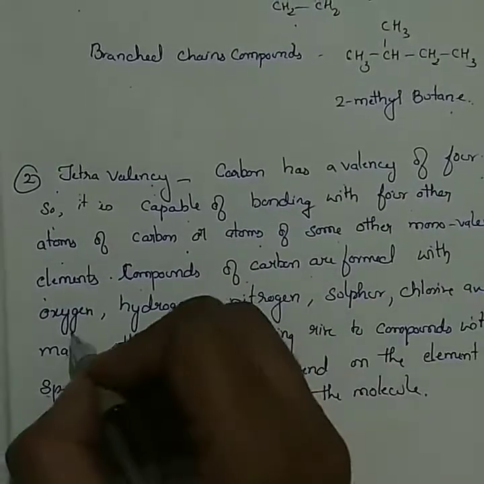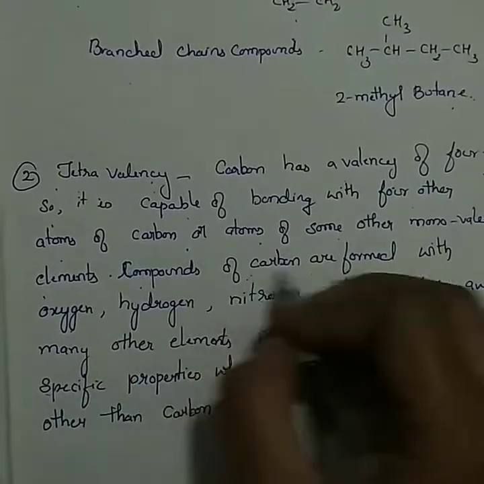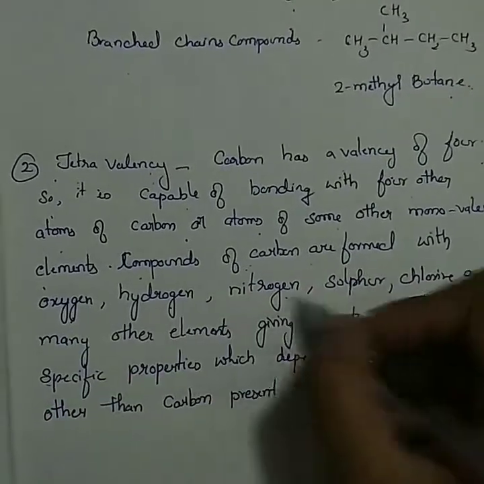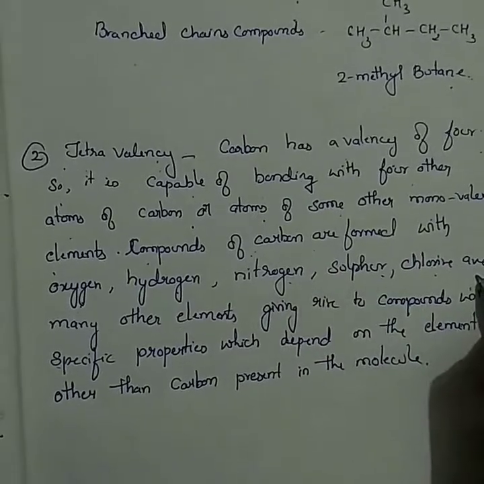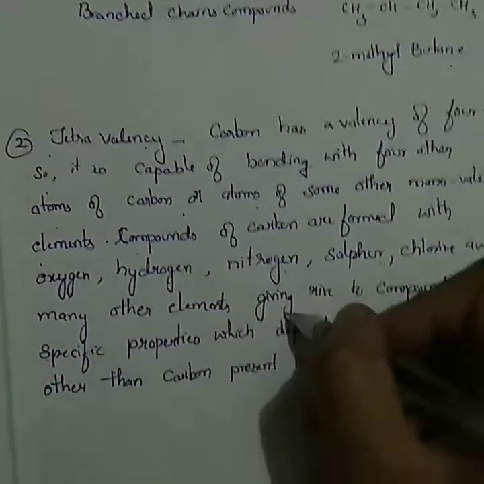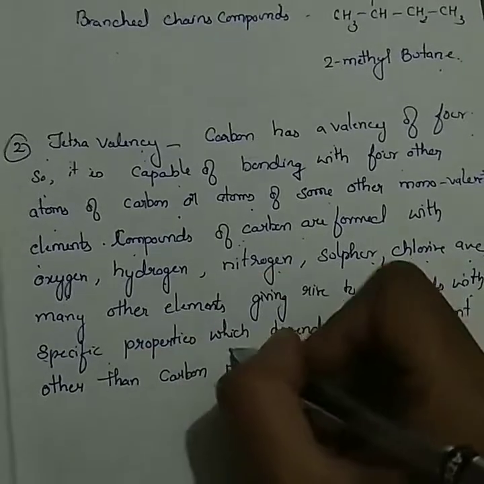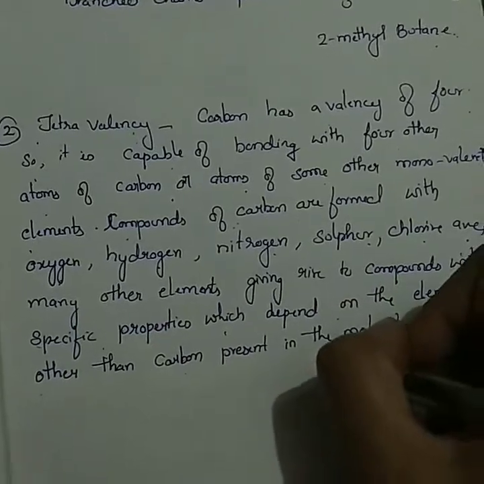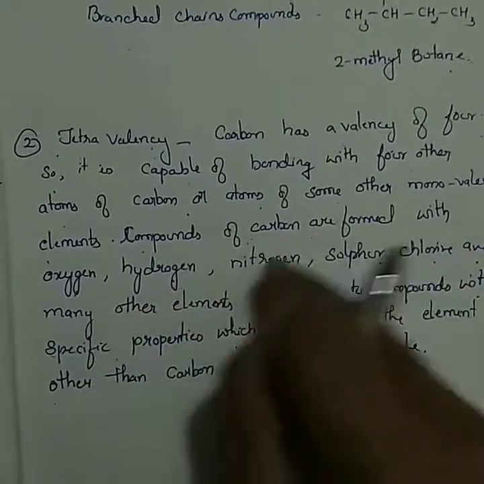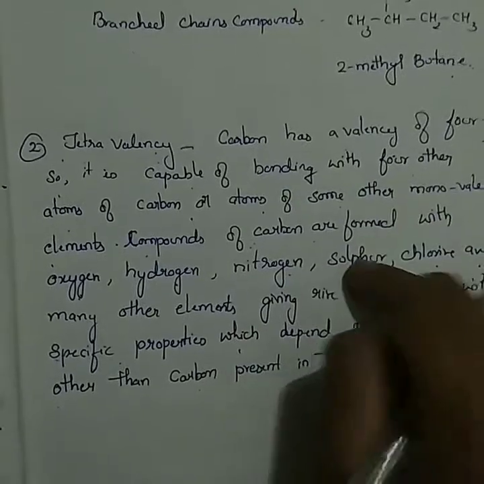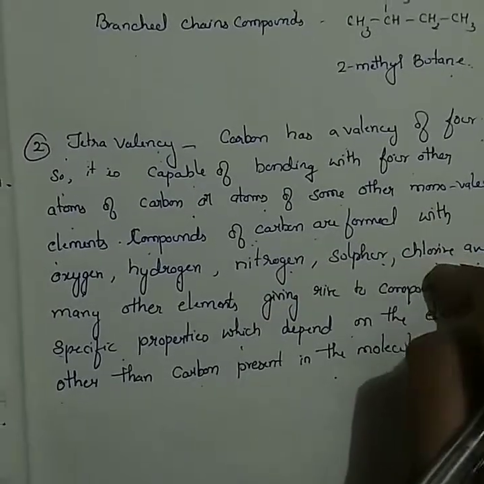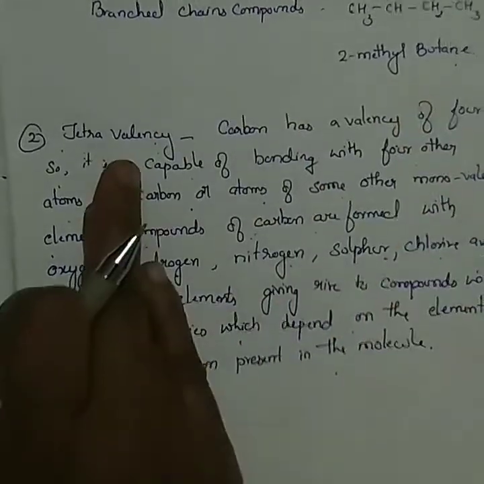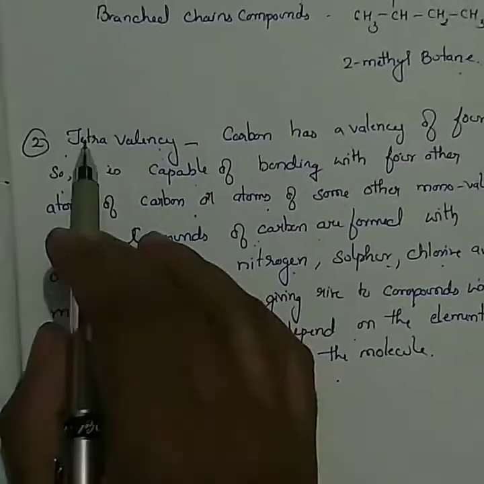Compounds of carbon are formed with oxygen, hydrogen, nitrogen, sulfur, chlorine, fluorine, iodine, and many other elements, giving rise to a compound with specific properties which depend upon the element other than carbon present in it. So if in a carbon compound nitrogen is attached or sulfur is attached or oxygen is attached or chlorine is attached, the property of that compound will depend upon these elements, not on carbon. This is tetravalency.